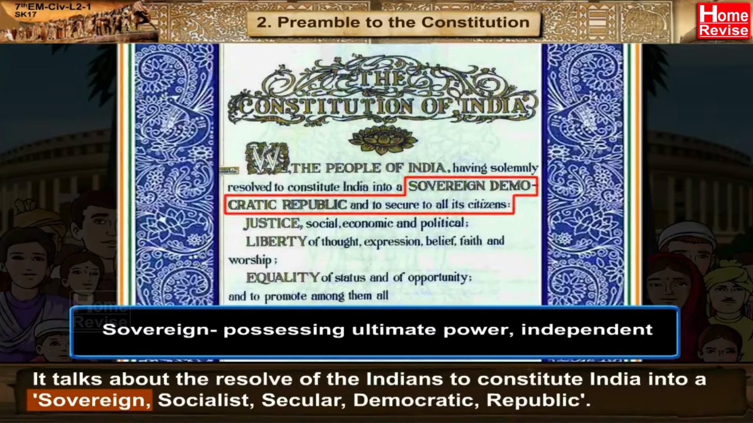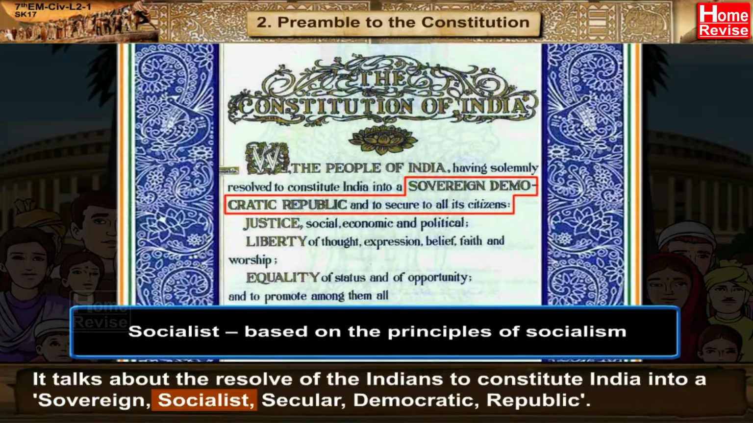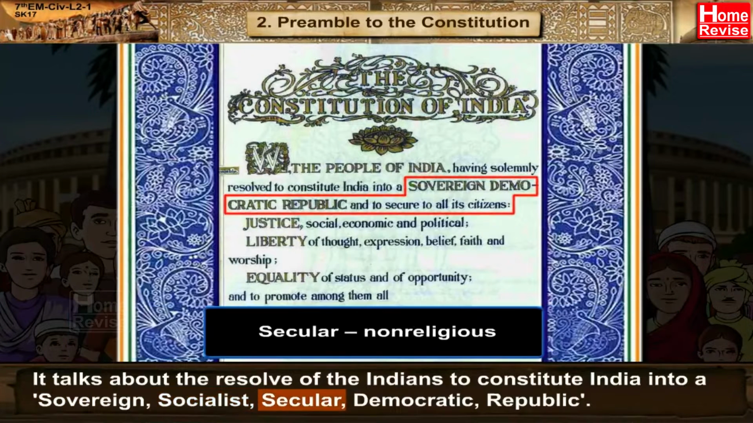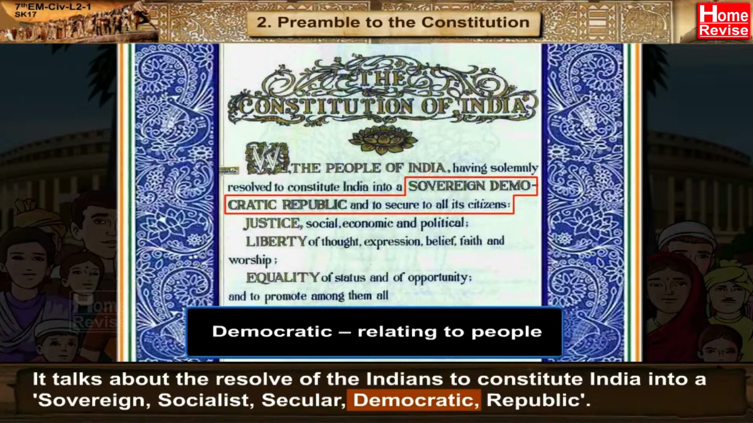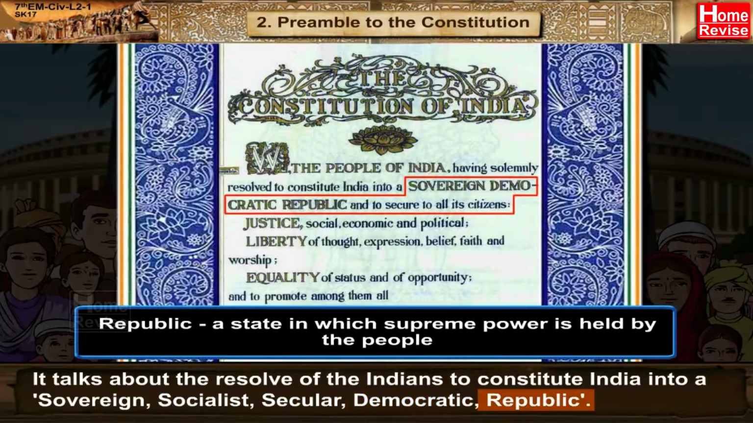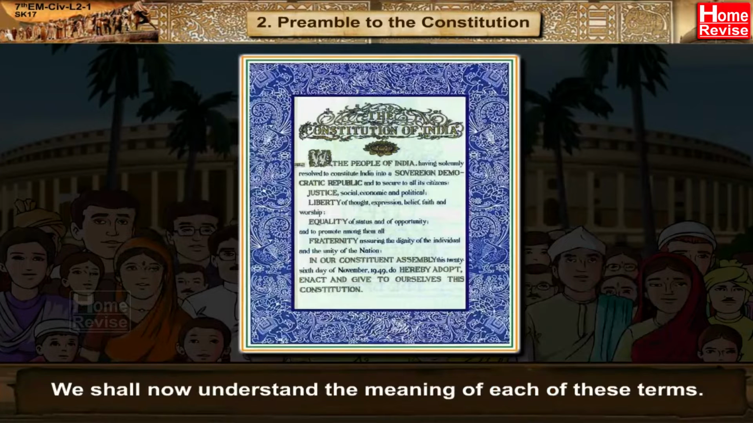Sovereign means possessing ultimate power or independent. Socialist means based on the principles of socialism. Secular means non-religious. Democratic means relating to people. Republic means a state in which supreme power is held by the people. We shall now understand the meaning of each of these terms.